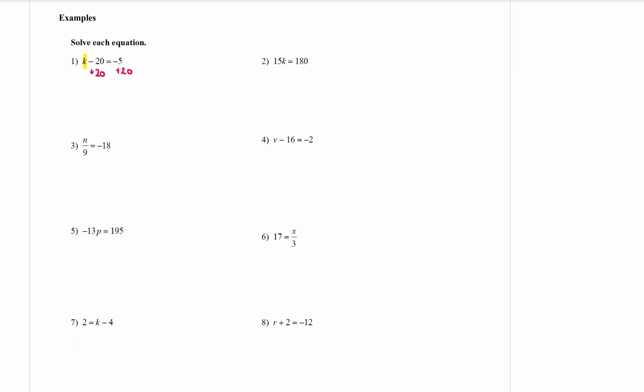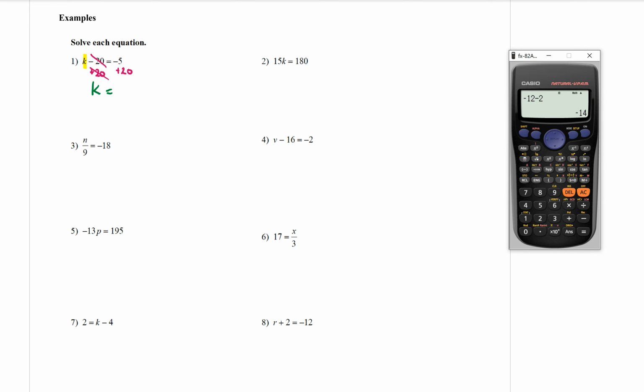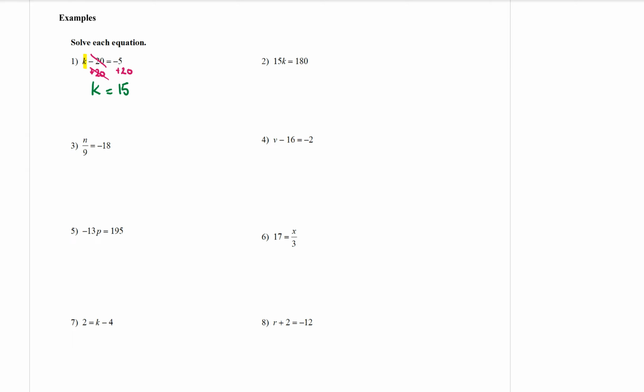Now if I have a minus 20 plus 20, that would make 0. They would cancel each other out. So the k is now all by itself on the left hand side of the equation. And on the right hand side of the equation, I have some numbers here that I can add together. So I have minus 5 and I want to add 20. That gives me the answer of 15. k equals 15.